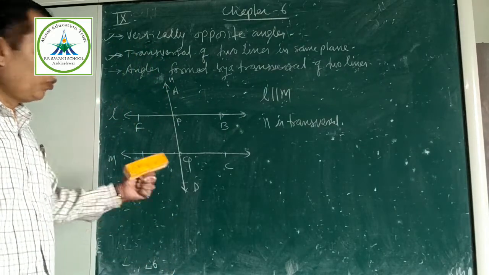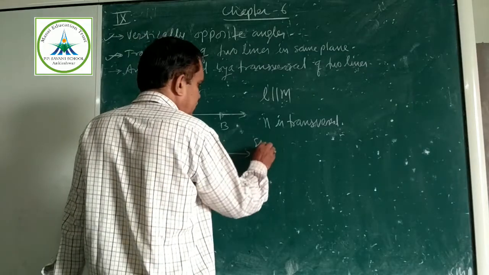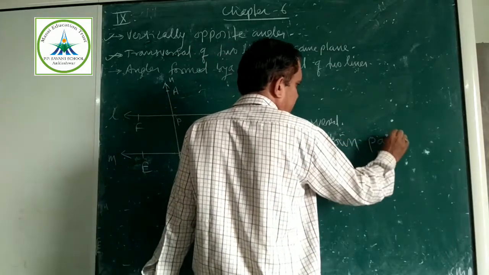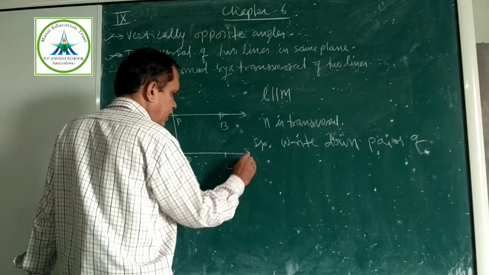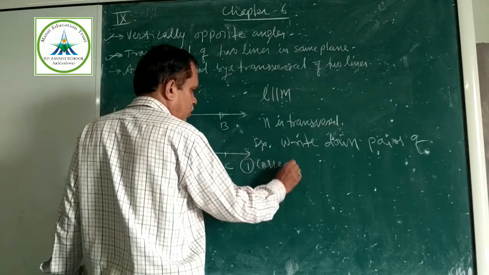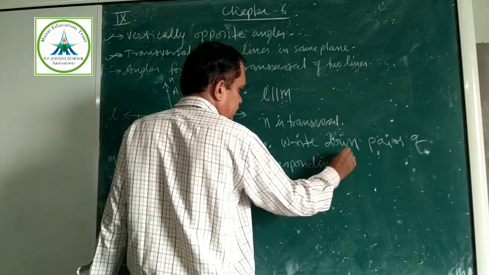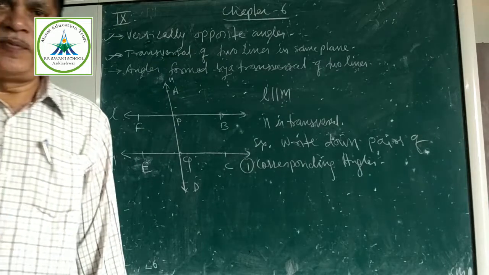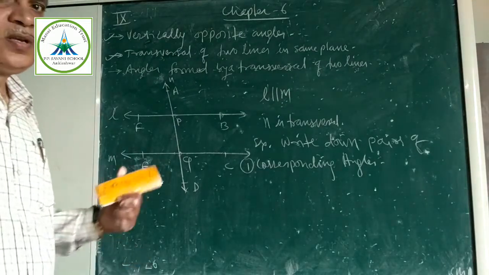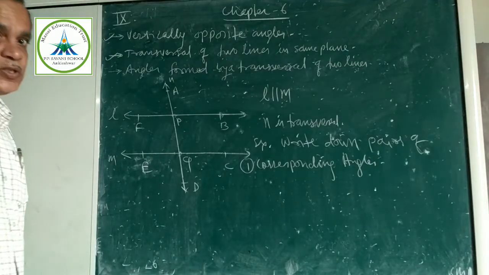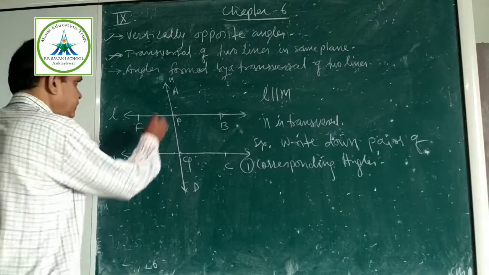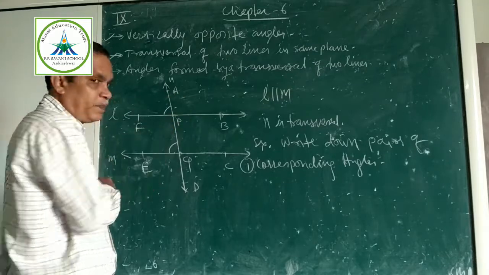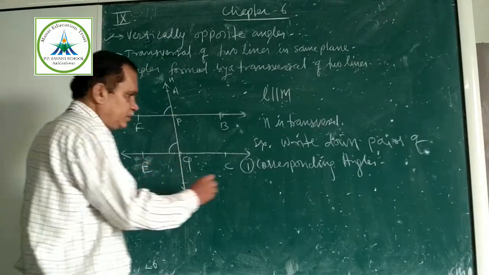Yes. Now, if I give you a question, for example, write down pairs of corresponding angles. Yes, write down yourself. I'm waiting for 30 seconds. Pairs of corresponding angles. You have to give by names. Corresponding means first you mark this and this. Now name angle APF, angle PQE.